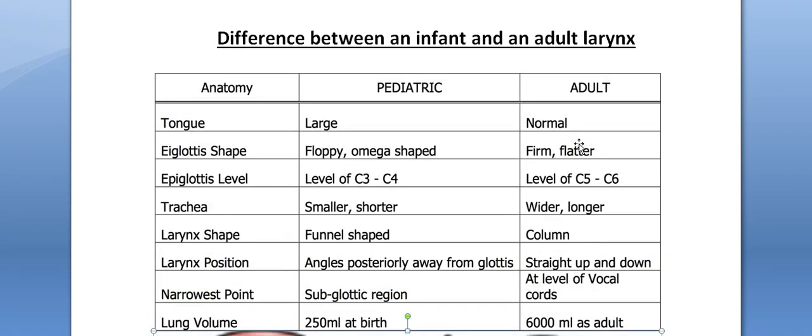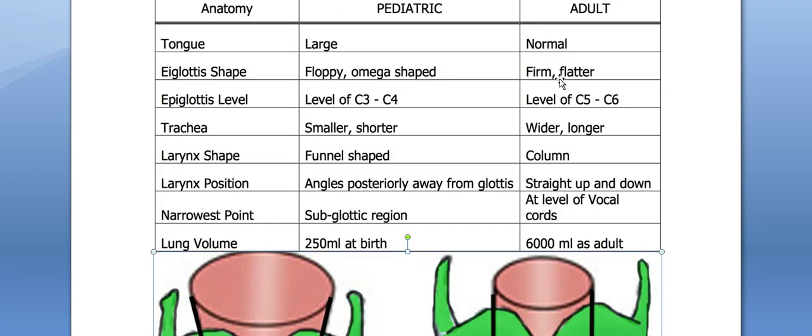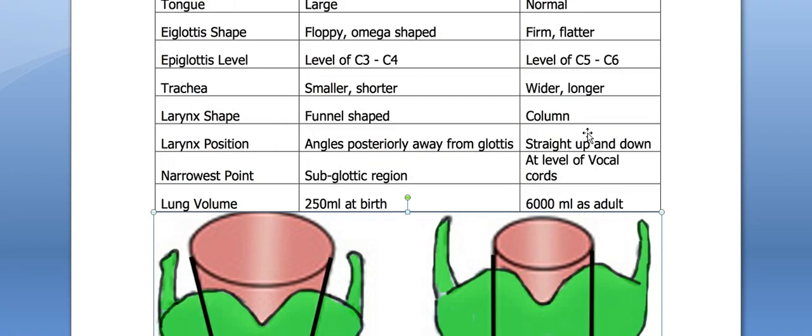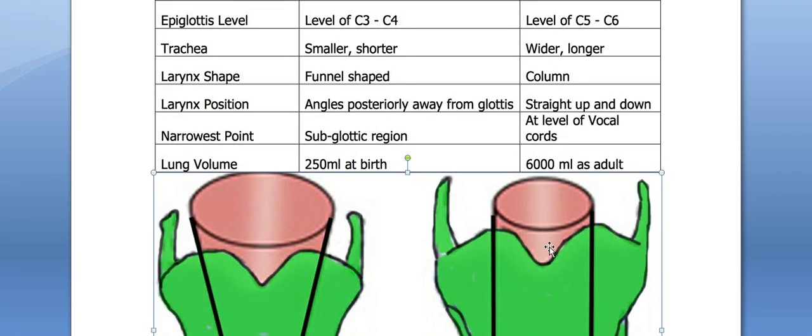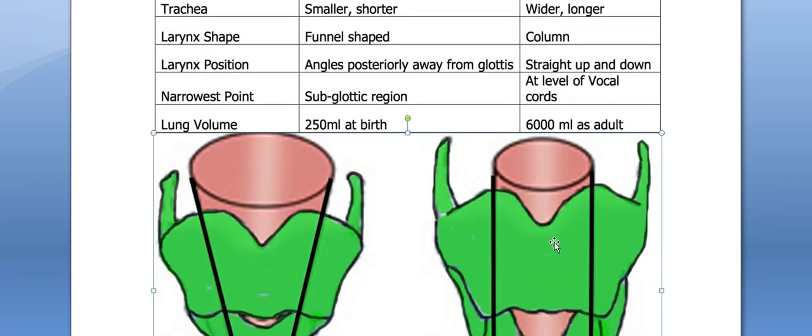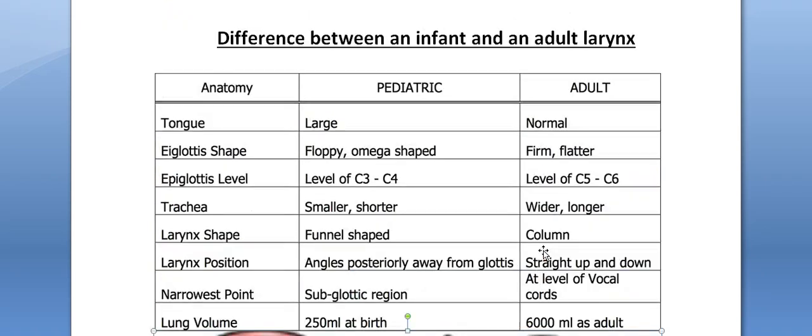Whereas in adult, the tongue is of normal size, epiglottis is firmer and flatter, the level of epiglottis is lower, C5, C6 vertebra, and the trachea is wider and longer, so compression is rare. The shape of the larynx is cylindrical or column shape, and the position is more straight and downwards without any inclination or angulation, and the narrowest portion is rima glottis or at the level of vocal cord, and lung has got really high volume, approximately 5 liters to 6 liters. Okay, so this is about the difference between infant larynx and adult larynx.